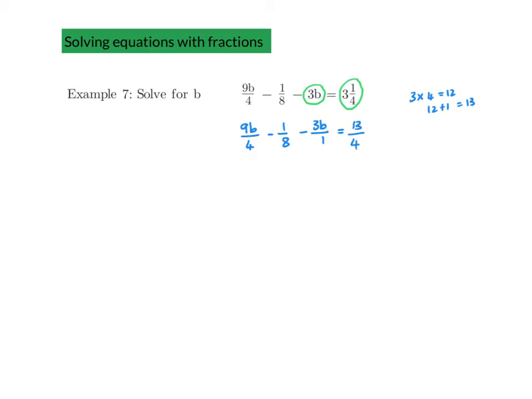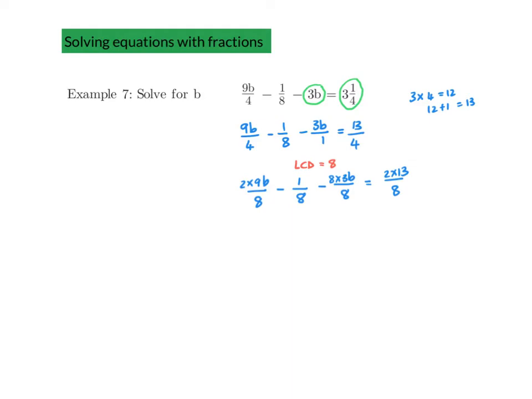The next step I'm going to do is make all my denominators the same. The lowest common denominator that's going to work is 8. So all of my denominators will be 8. Now I've got to think how to make an equivalent fraction. I've got to double the denominator 4, so I have to double the numerator. This next term stays the same. The next piece I need to times by 8, and the last bit I need to double.